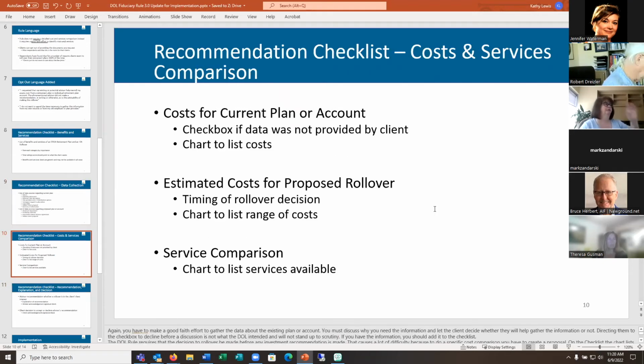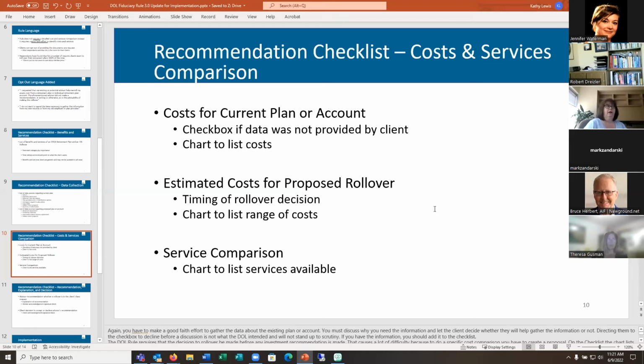I wanted to focus on one other thing. If the client says they don't want to gather the information needed so that they can do an apples to apples comparison, you have to, at the end of whatever document, say that you cannot recommend that a rollover is in the client's best interest. If you don't have all the information, then there's no way to justify that it's in the client's best interest.